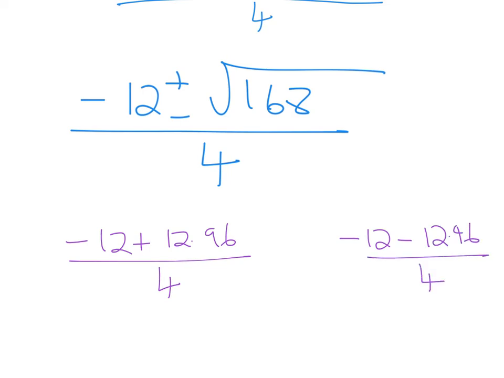When further worked out in a calculator, this section here, minus 12 plus 12.96 divided by 4, will give me 0.24. Or the second answer, or the second root I can have, is minus 12 minus 12.96 divided by 4, which gives me minus 6.24.